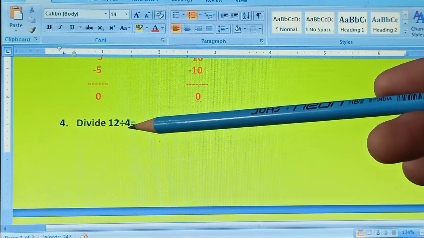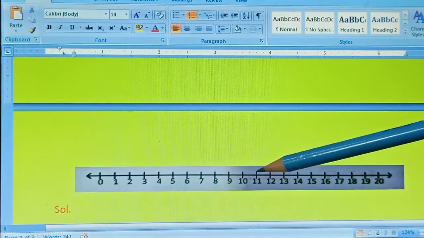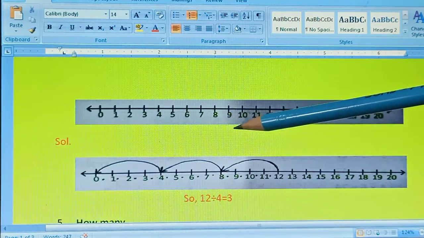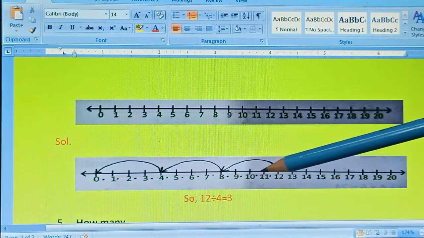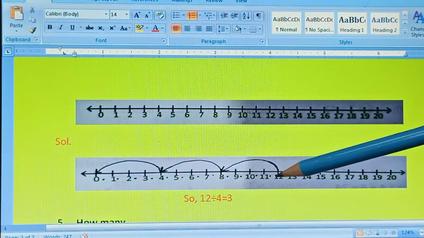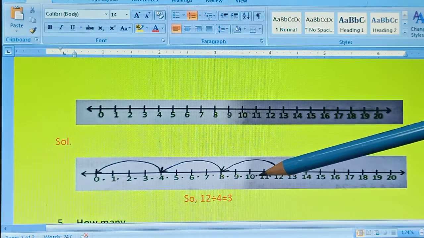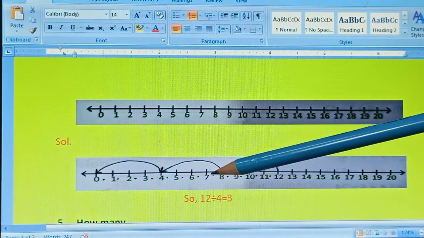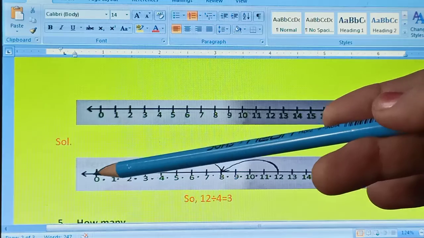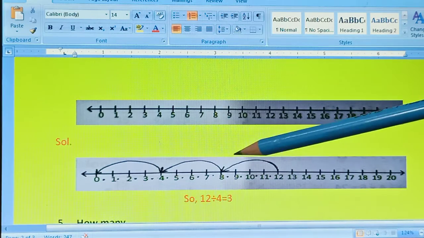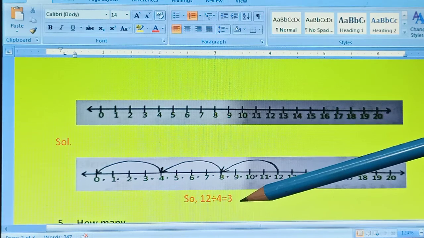You are to divide 12 by 4 using number line. So this is the number line. As you already know, because 12 divided by 4 is there, so you will start from 12. Okay, and at every step you will move backward by 4 steps. 1, 2, 3, 4. Then at 8, 1, 2, 3, 4. At 4, 1, 2, 3, 4. Then at 0. So how many curves are you getting? 1, 2, 3. So its answer will be 3.